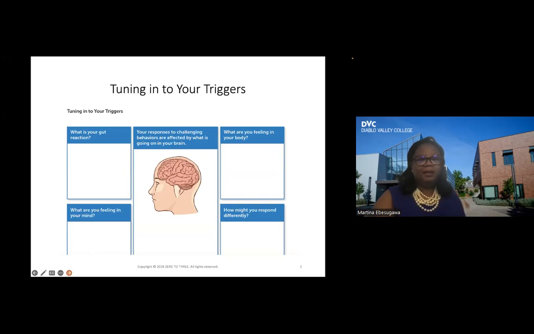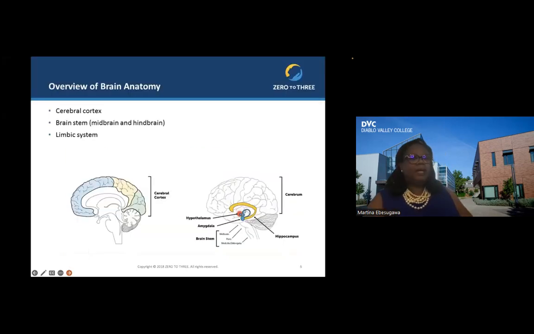Okay, let's keep going. So we're going to do some brain anatomy first before we jump into how it connects to behavior. One of the things is that we're going to cover the basic parts of the brain. The brain can be divided into regions and subregions. First, we have the cerebral cortex over here. Then we have the brainstem, which is this portion over here. And then we have the limbic system, which is what we're going to focus on a lot.